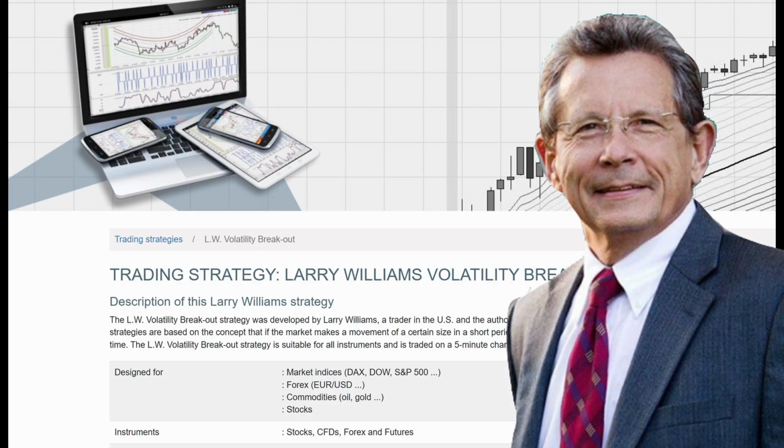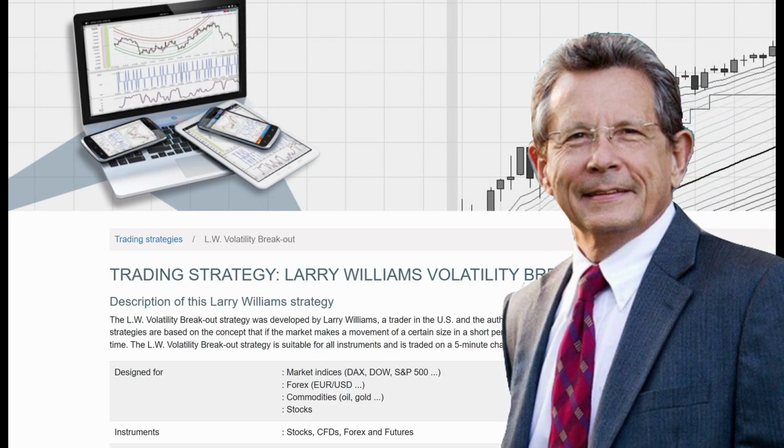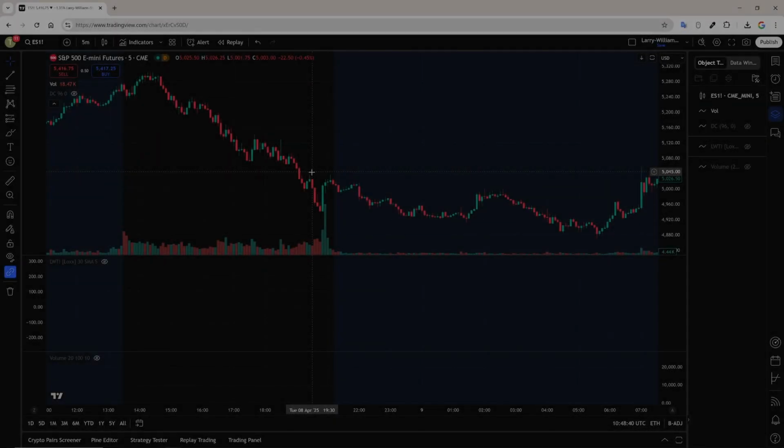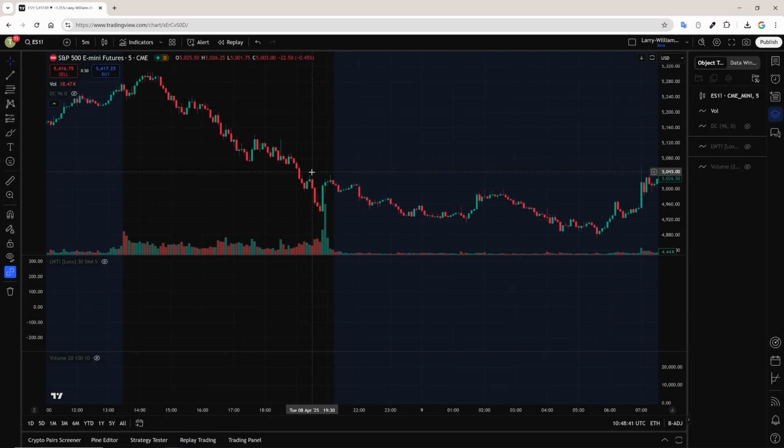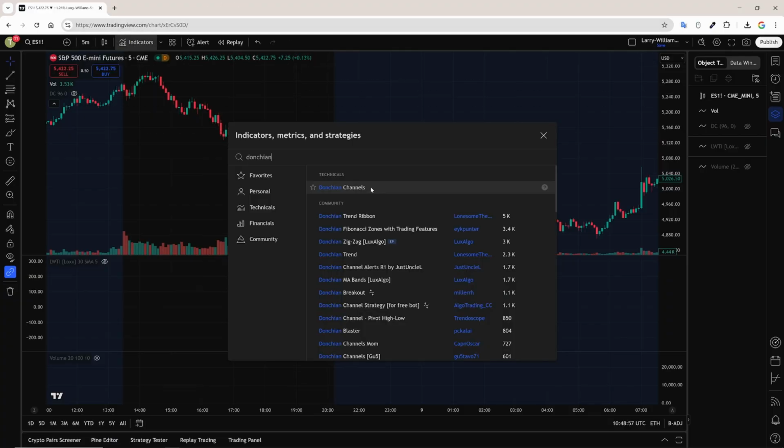So this specific strategy is based around one primary indicator, which is the Donchian Channel Indicator. To add it to your chart, go to the Indicators tab in TradingView and type in Donchian Channels. Click this one right here.